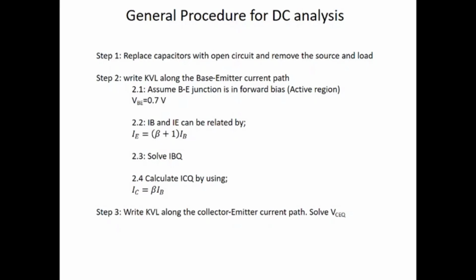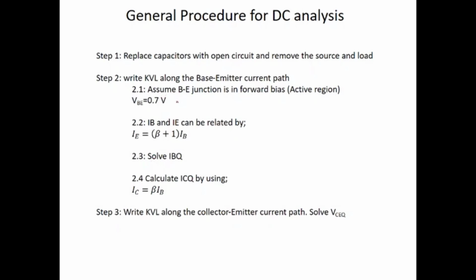Next, we will discuss how we can do the DC analysis for the bias circuit. Our objective of this DC analysis is to obtain the Q point, to obtain the value of collector current ICQ and VCEQ, the collector emitter voltage. So this is the general procedure for DC analysis.